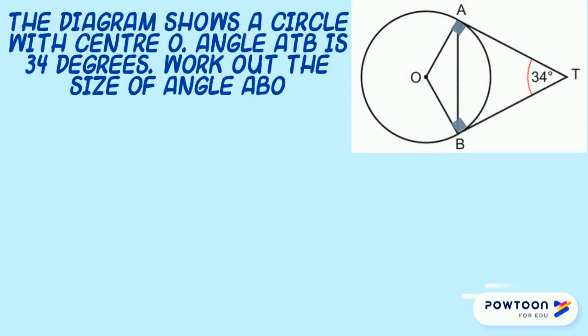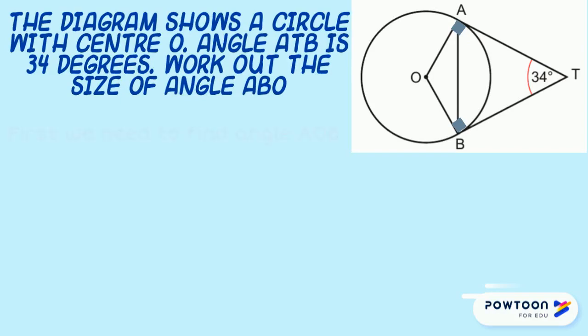We're on to our last example now. So we've got a circle with center O. We've got the angle outside, ATB, is 34 degrees, and we're trying to figure out ABO. So you should notice that that's one of the angles inside the smaller triangle. It's not the full 90 degrees.